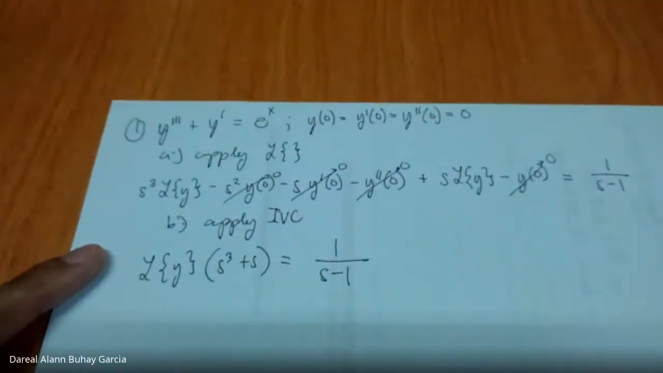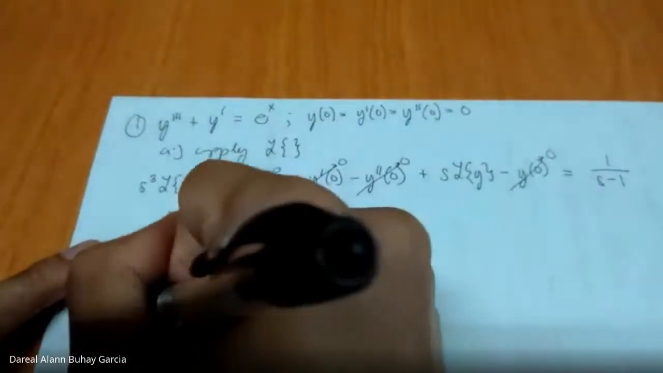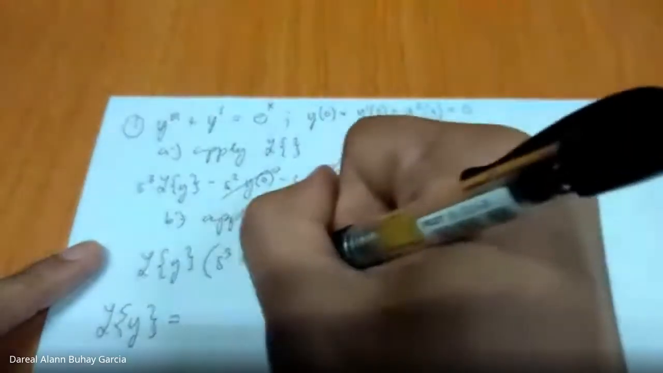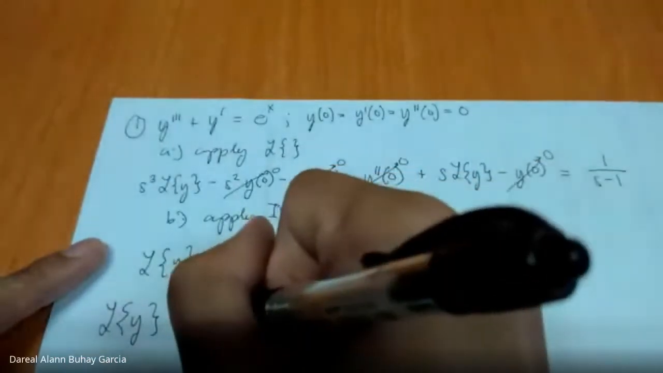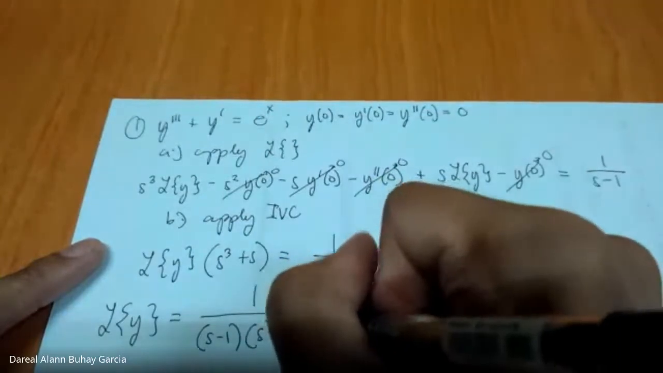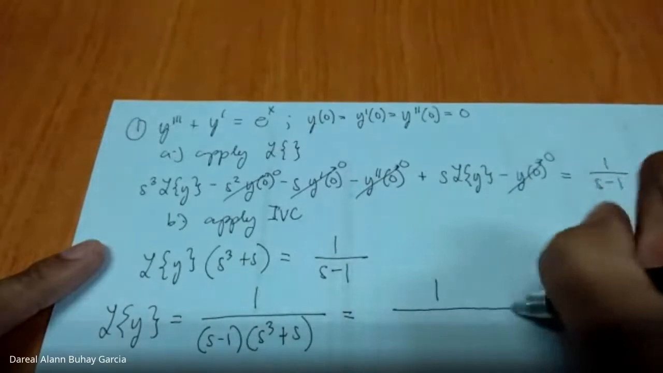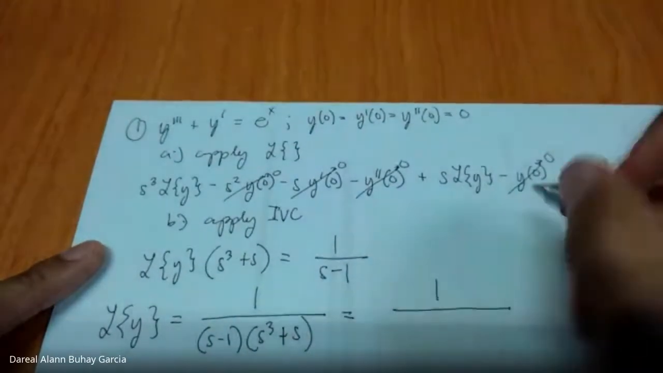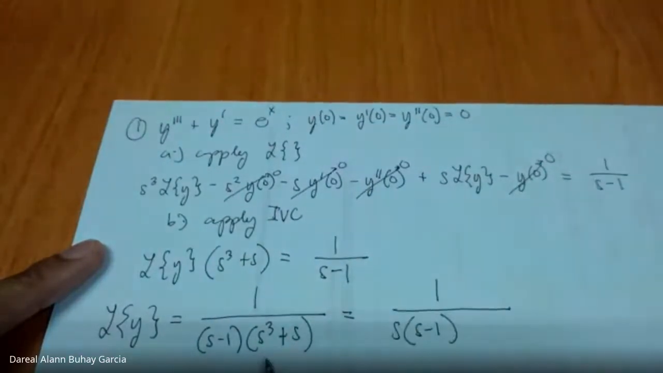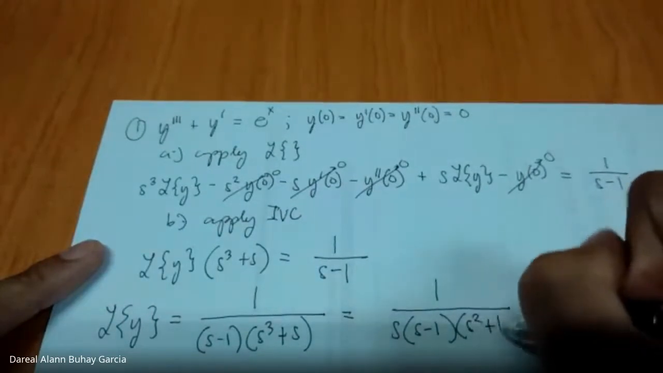Okay. So divide both sides by this one. The Laplace of y will then be equal to 1 over s minus 1 times s cubed plus s, or equal to 1 over, factoring out the s, s minus 1 times s squared plus 1.